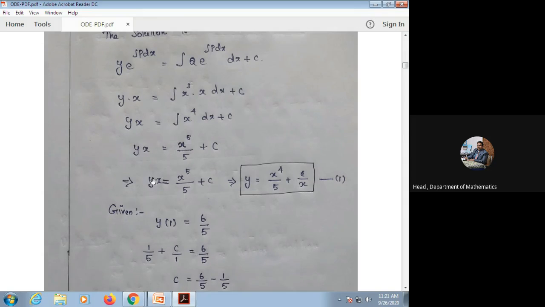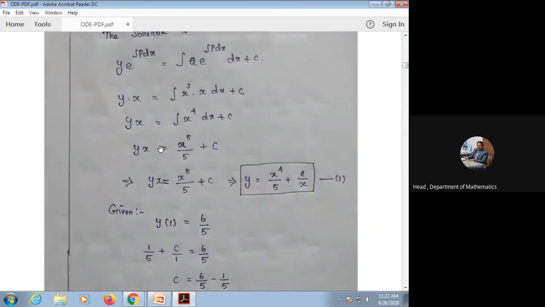So we want the solution of y. Therefore, y equal to, how to transform this multiplication x into the right hand side. Therefore, we get y equal to x power 4 by 5 plus c by x. This is the solution for y. How to take this equation as equation number 1.